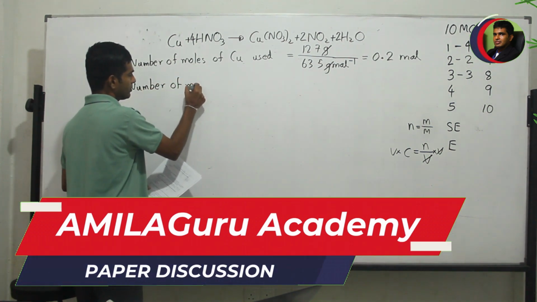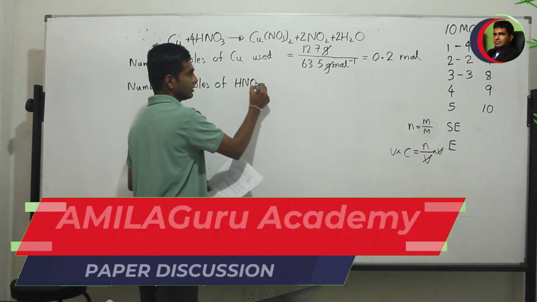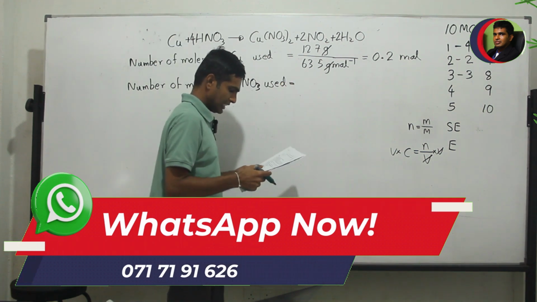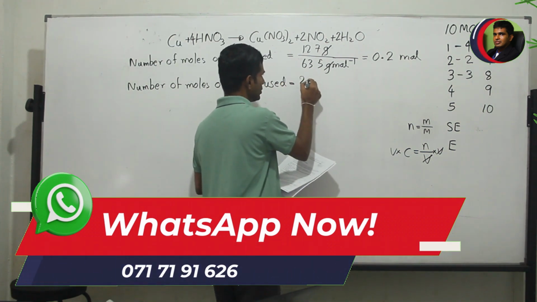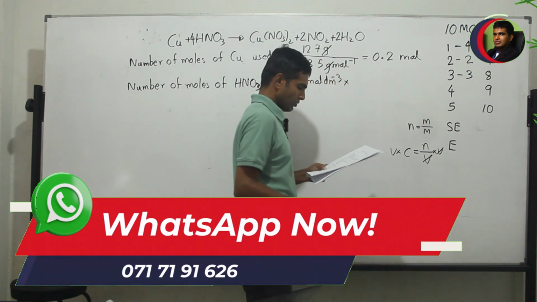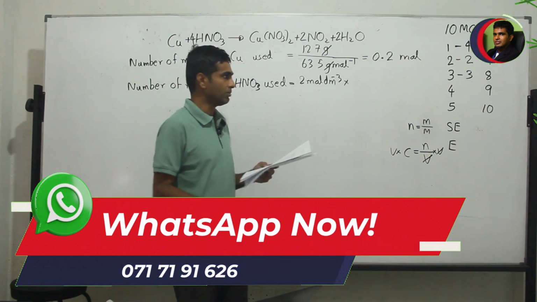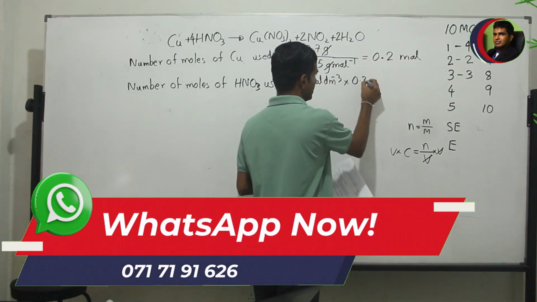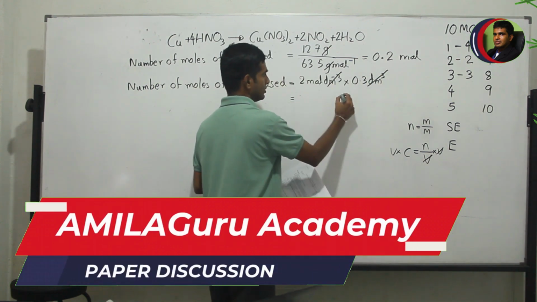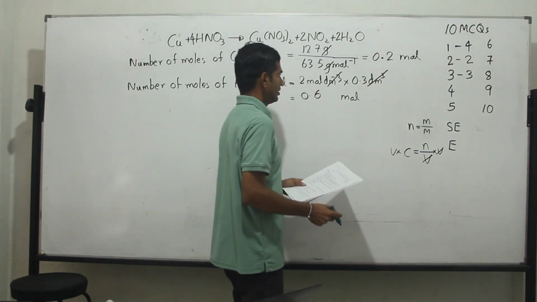Number of moles of nitric acid used for the reaction. Concentration is 2 moles per cubic decimeter. Volume of the solution was 300 cubic centimeters. It is 0.3 in cubic decimeters. So it is 0.6 moles.